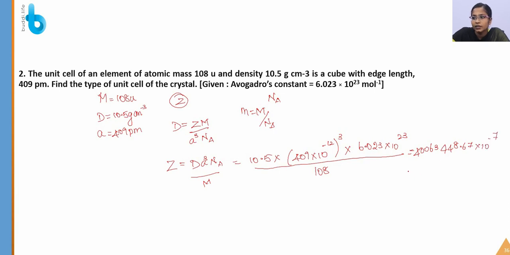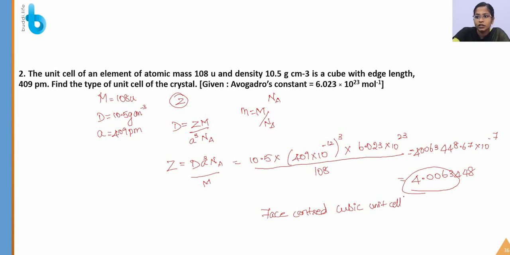So this is the answer. This is the value of Z, which can be rewritten as approximately equal to 4. So we know that the cubic unit cell which has the number of atoms 4 is nothing but face centered unit cell. So the answer is, type of unit cell is face centered cubic unit cell. Okay, now we will go to the next question.